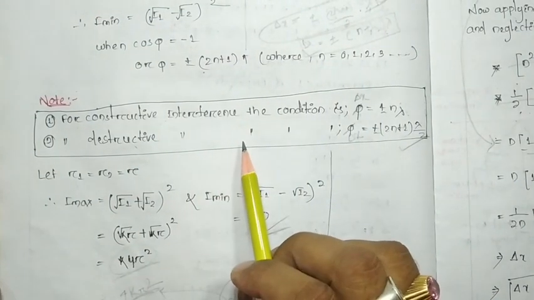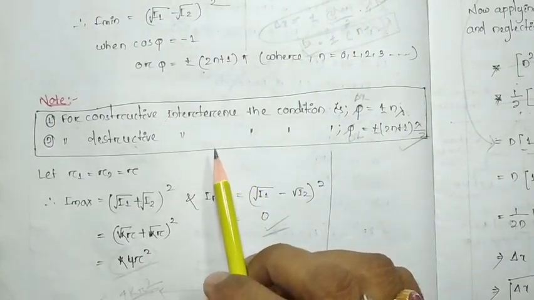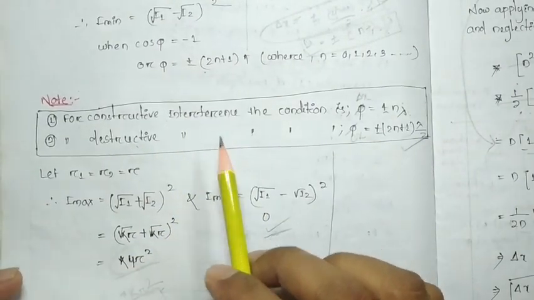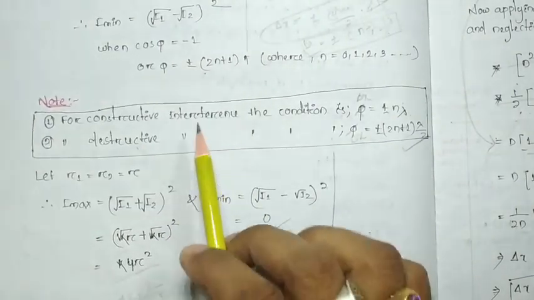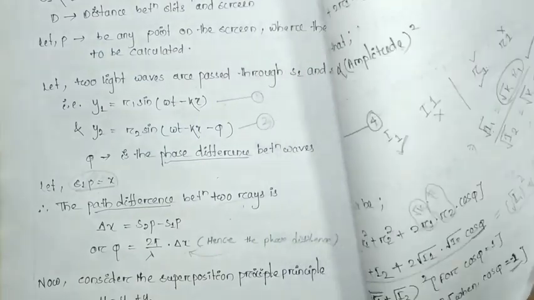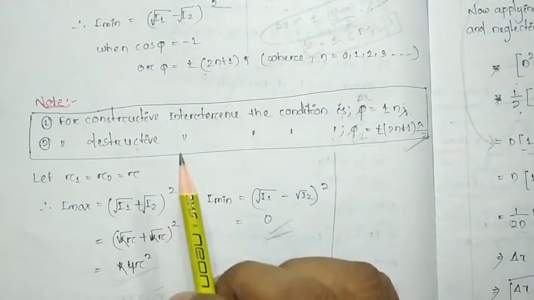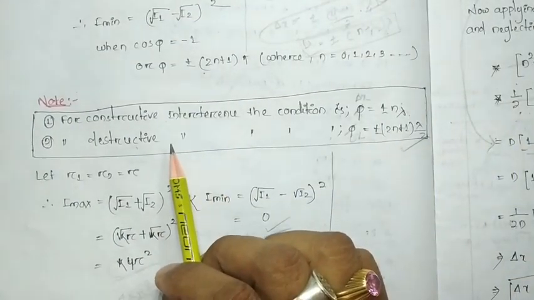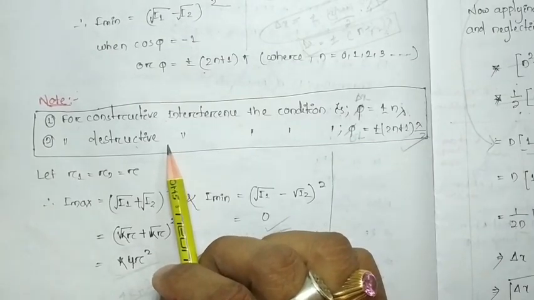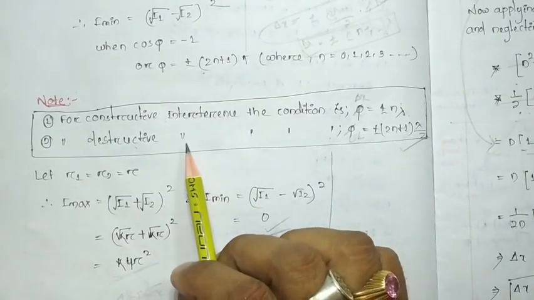Here I am going to show the last answer, or the end of the derivation, of the Young's double slit experiment, whatever we have studied in our second semester, I think, in optics.